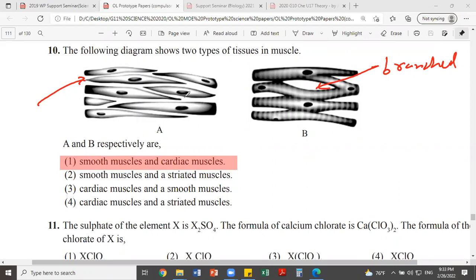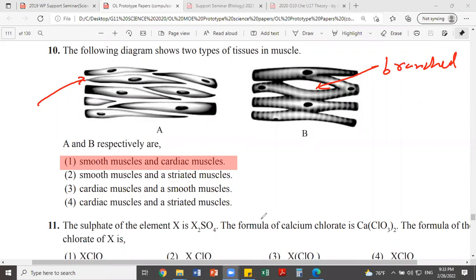Sometimes they can ask similarities. They can give this type of diagram and ask two structural similarities. Both are involuntary. Functional similarities, then you can write both are involuntary, right? They can ask structural, functional, or the location. They can ask, right? Okay.